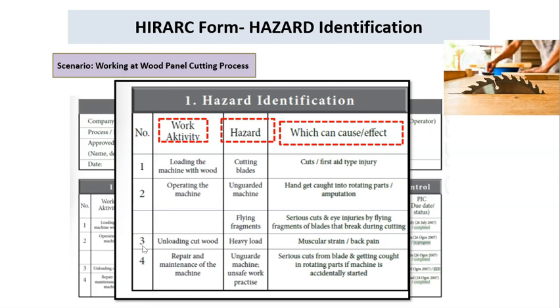And the next activity is unloading the cut wood. After you finish cutting the wood, you need to unload it. It involves heavy loads, manual handling, so it will give you muscular strain and back pain. And for the last one, they go for the repair and maintenance of the machine. Again, you are involved with the unguarded machine and unsafe work practice, so it can cause serious cuts from the blade and also from the rotating parts. So we have already identified 4 work activities with 5 hazards and with the cause and effect.